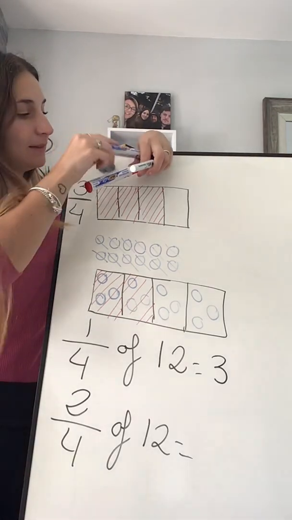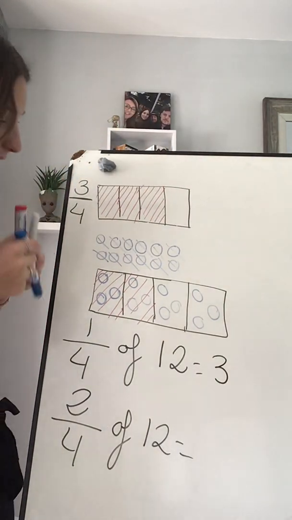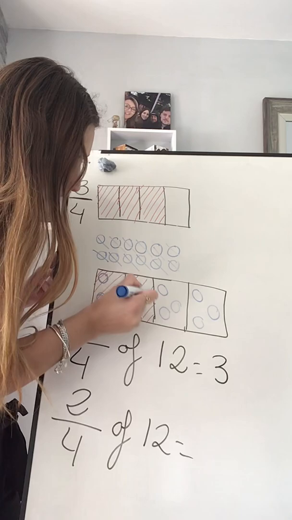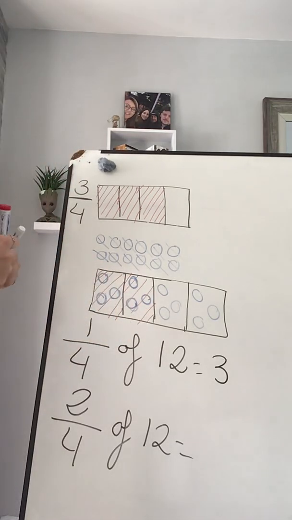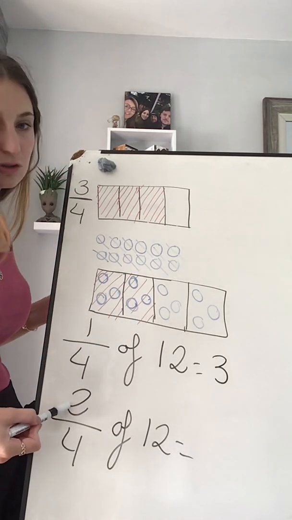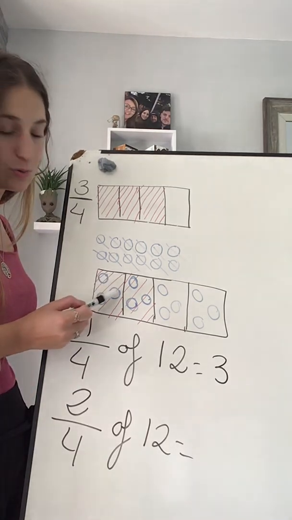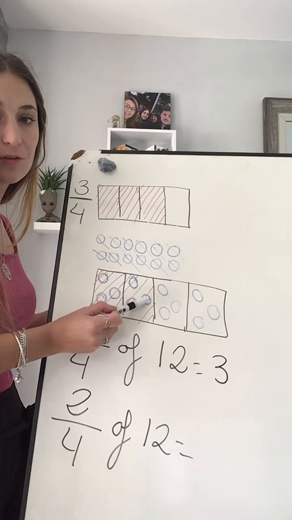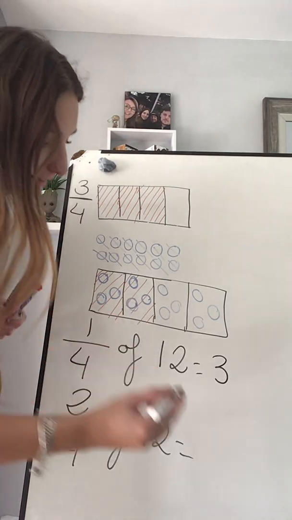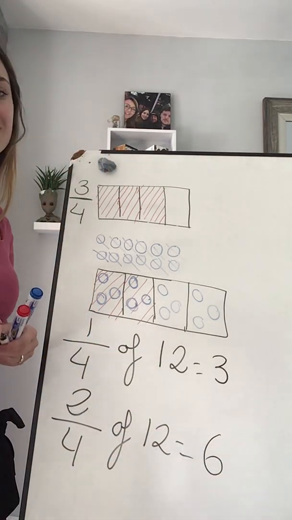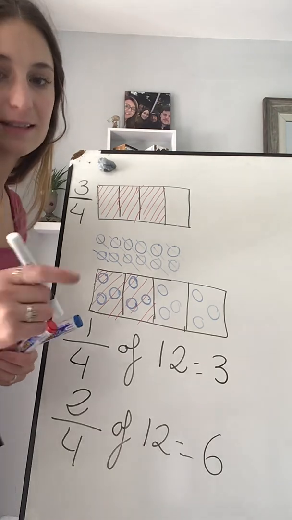Shall we count them? I'm going to make them again so you can see them clearly. 1, 2, and 3. Let's count them then. I need to count how many are in 2 equal parts. 1, 2, 3, 4, 5, 6. 6. And today that is what you are going to do.